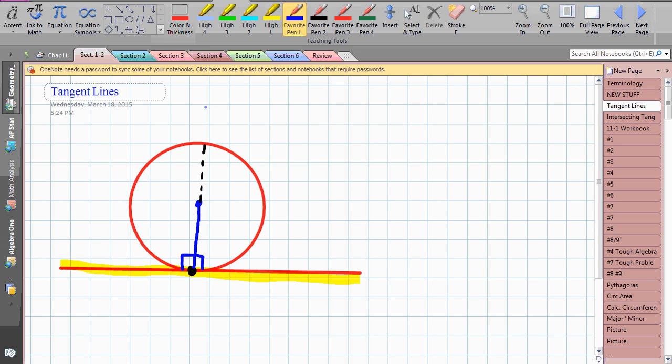So if I just sketch in another tangent line in here, and I make that the point of tangency, you can see if I draw in this radius, then this is guaranteed to be perpendicular. All right, that's the first part of the new stuff from this section.